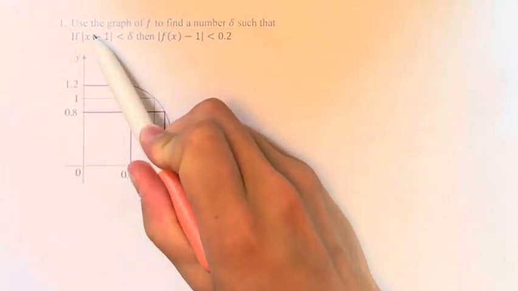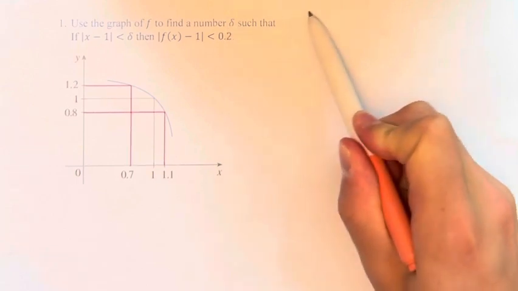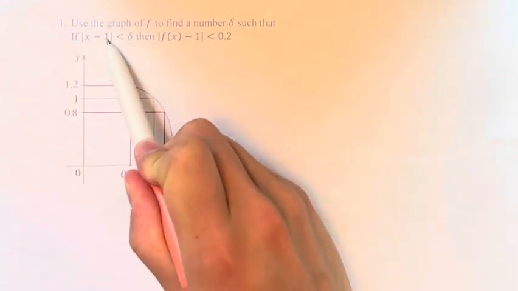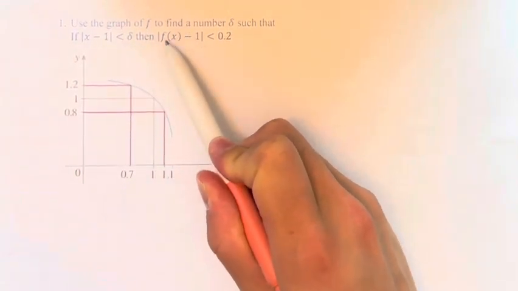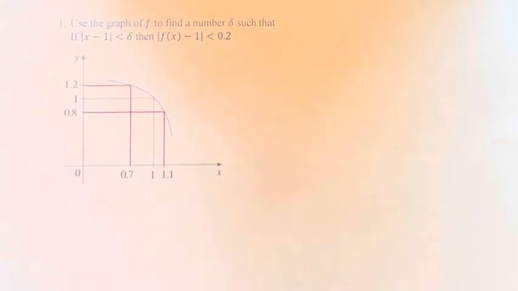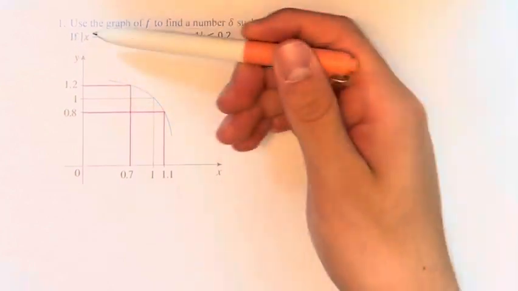In this problem, we're asked to use the graph of f to find a number delta such that if the absolute value of x minus 1 is less than delta, then the absolute value of f of x minus 1 is less than 0.2. So to solve this problem, first we're going to have to dissect what these absolute value inequalities actually mean.